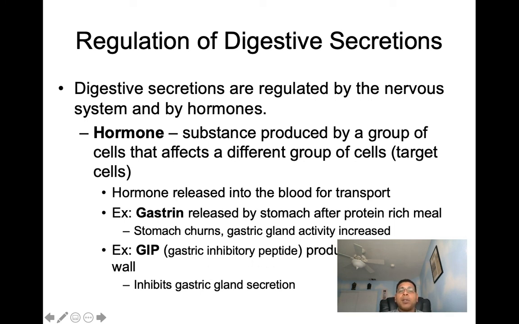Next, we have GIP, gastric inhibitory peptide. It's going to be produced by the duodenal walls. And what it does is it inhibits gastric gland secretions, kind of like applying the brakes, telling the stomach to hold on and not pump all this food into the small intestine. So you can see they work together.